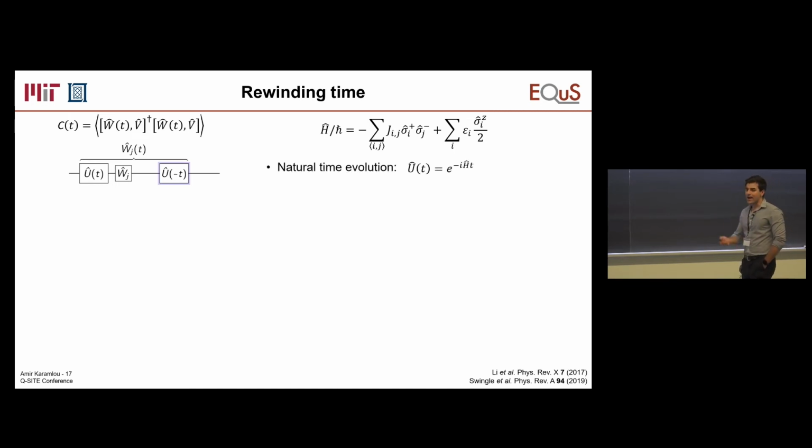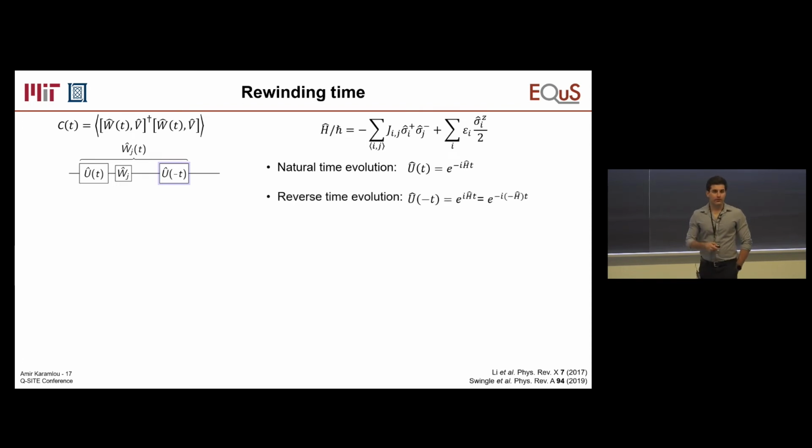OK, so my natural time evolution has the following form. It's e to the negative iHt. So if I want to evolve for minus t, I need to somehow realize e to the iHt, so with no minus sign there. Well, one way of doing that is just somehow evolving my system under negative H instead of H. So essentially, the problem of rewinding time turns into the problem of somehow reversing the sign of my Hamiltonian in lab.